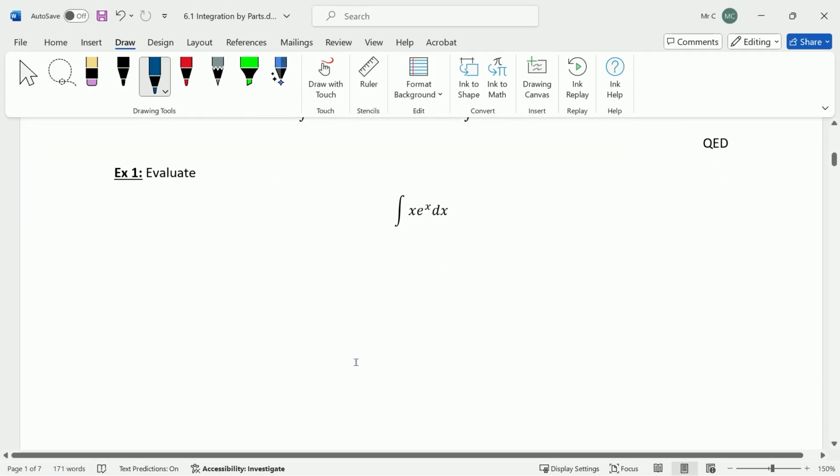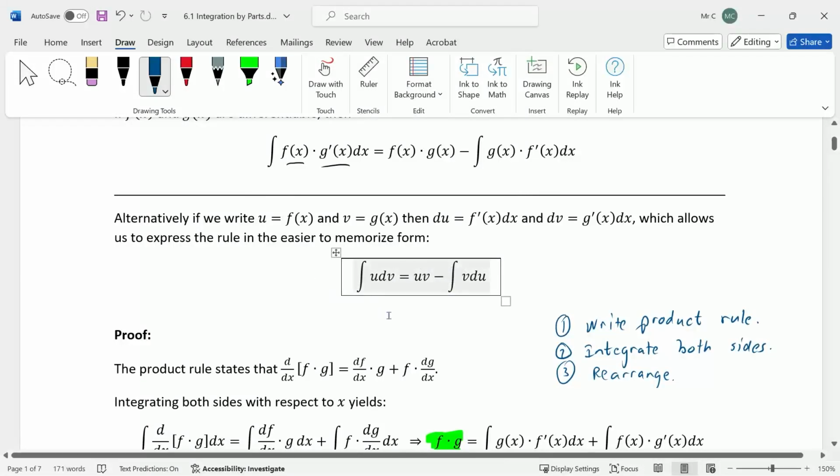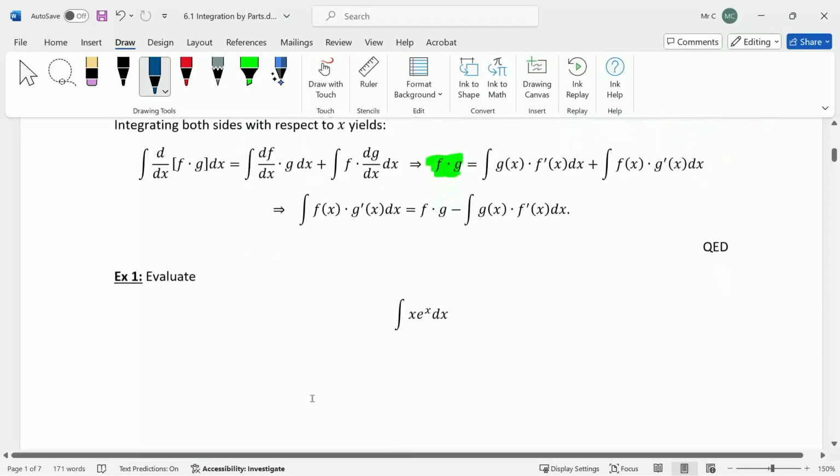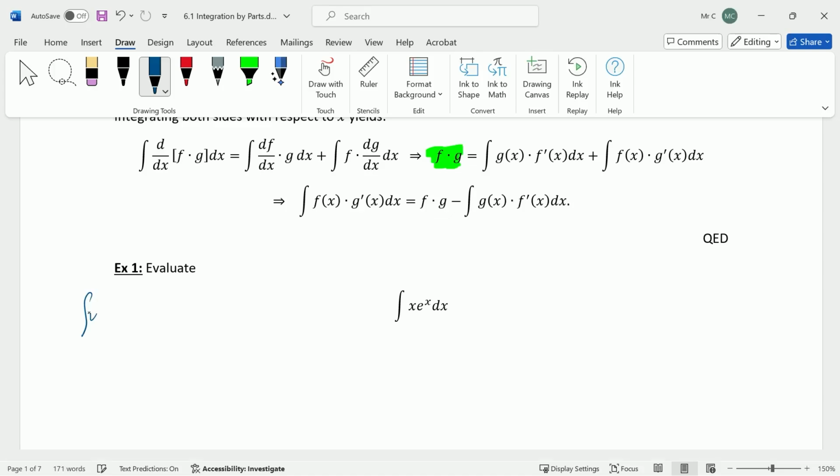Okay, so with that being said, let's go ahead and apply this. So when you are first starting out doing integration by parts, one of the things I would suggest is every time you do a problem, write down the formula. In particular, the version in terms of u and v. That's going to make this a lot quicker for you to memorize. So the integral of u dv is uv minus the integral of v du.